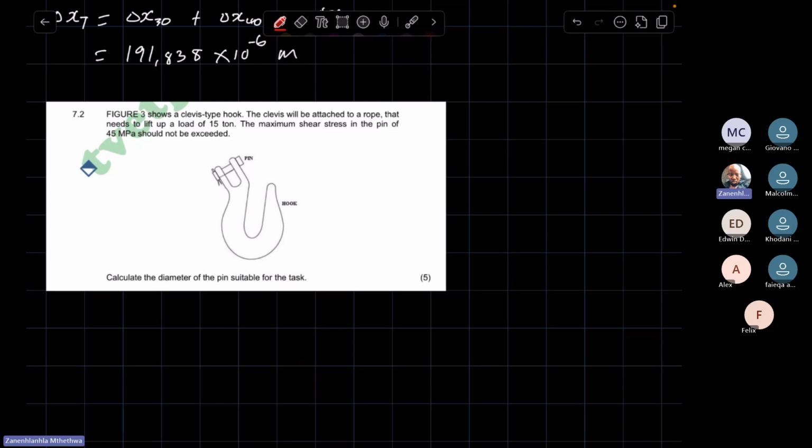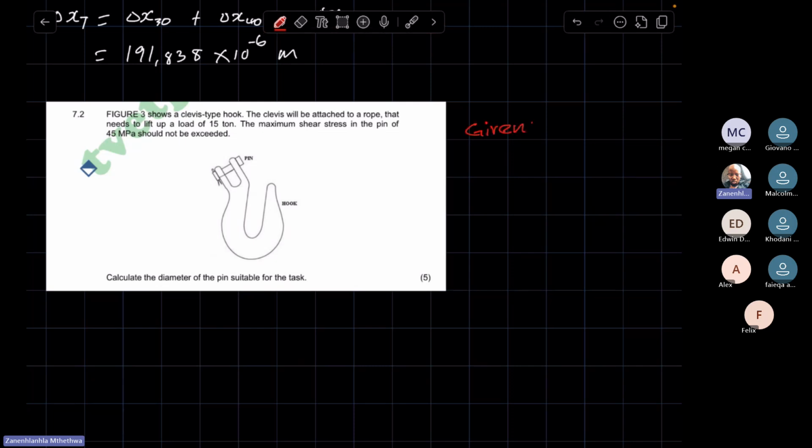Figure 3 shows a clevis type hook. The clevis will be attached to a rope that needs to lift up a load of 15 tons. The maximum shear stress in the pin of 45 megapascals should not be exceeded.